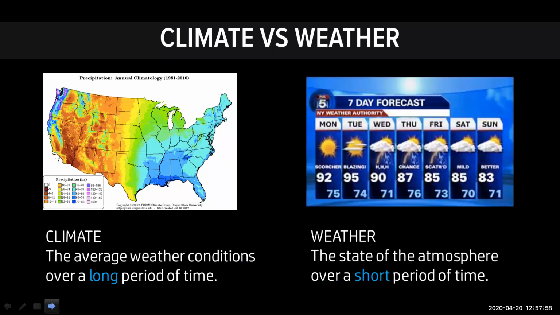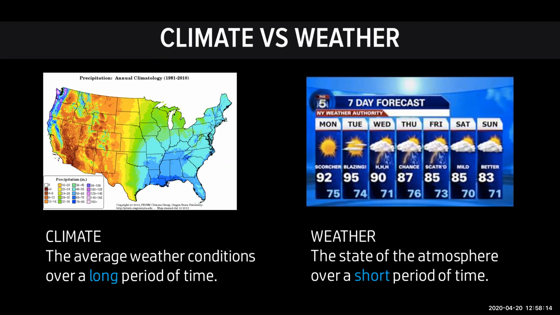In order to understand the climate crisis, first we have to understand what climate actually is. Climate refers to the average weather conditions over a long period of time. In contrast, weather refers to the atmosphere over a short period of time.